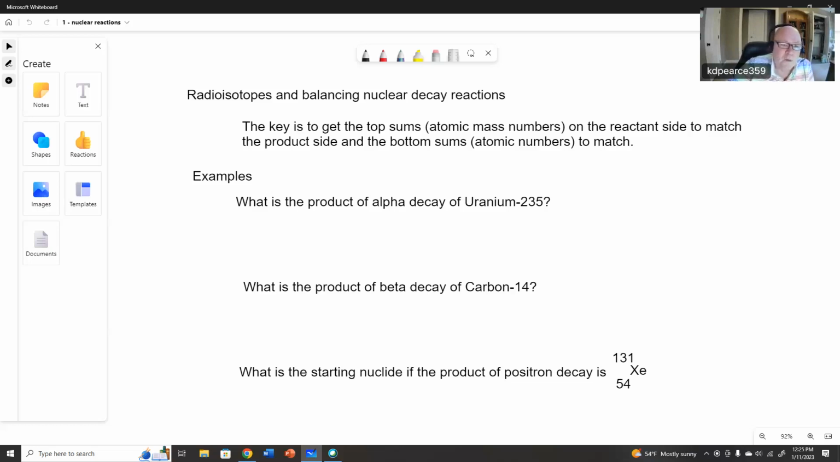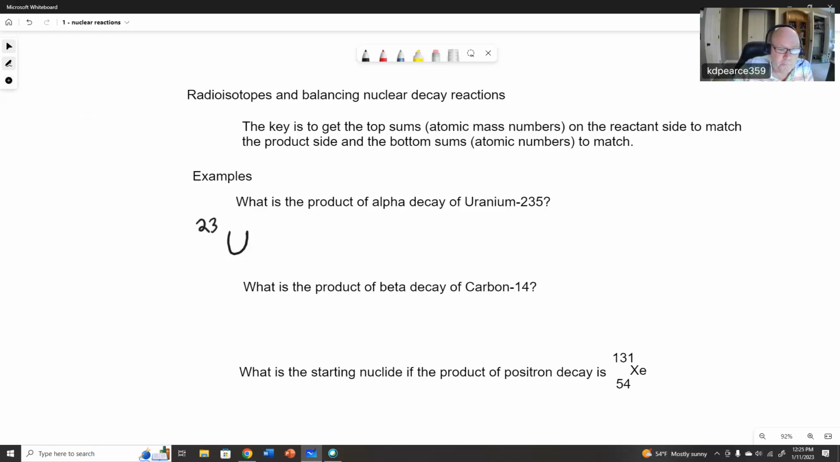Well, first off, I know that uranium is the symbol U. And the 235 means it's the top number. Now I look on my periodic table and I find that the atomic number is 92. So uranium-235 has that symbol right there. Now, since it's a decay, we put an arrow across and we indicate it's alpha. What is alpha? Well, it's a 4,2 helium. And so we write down 4,2 helium.